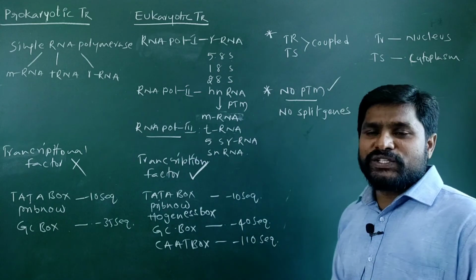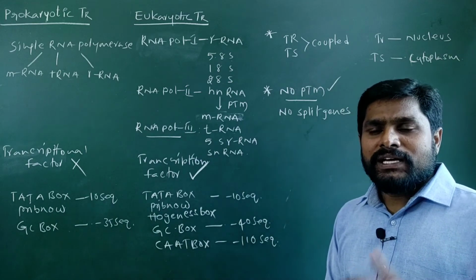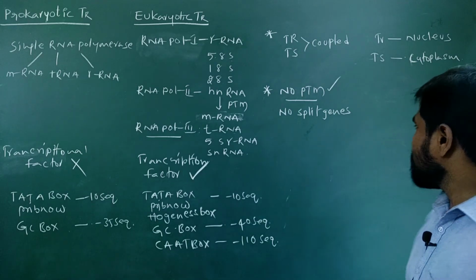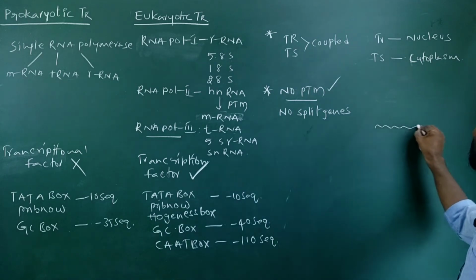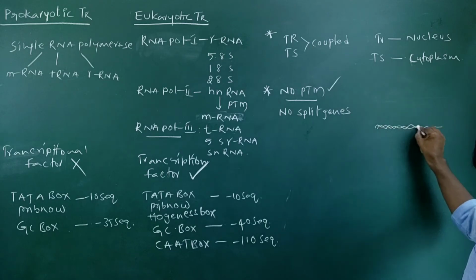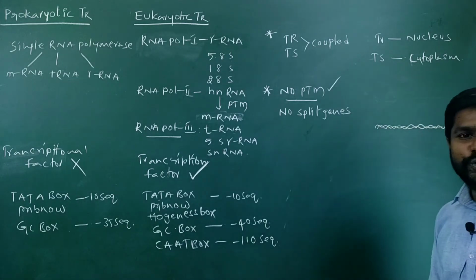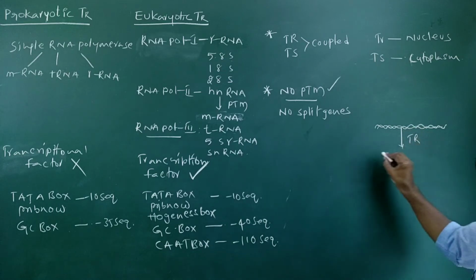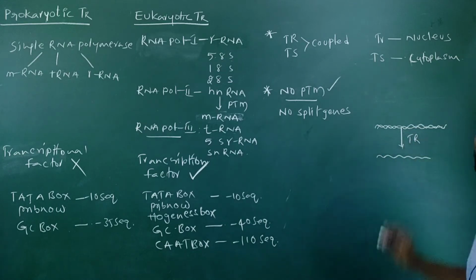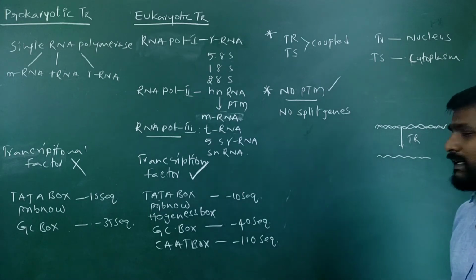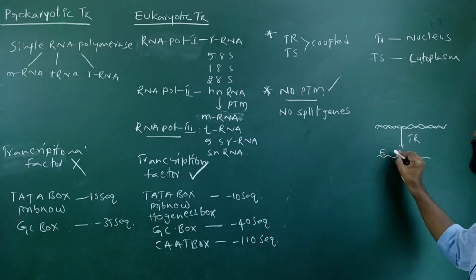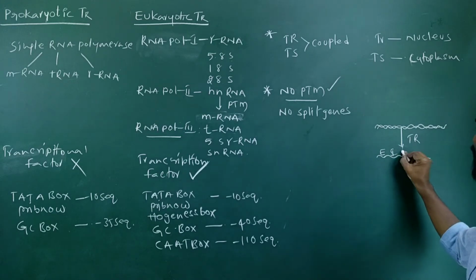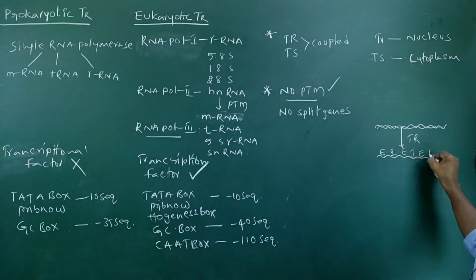What are these split genes? To understand these split genes, here we need to move on to eukaryotic transcription. Suppose, for example, this is the DNA or transcriptional unit of a eukaryote genome, which by undergoing the transcription process synthesizes a primary RNA transcript. That primary RNA transcript consists of coding regions, exons, and non-coding regions, introns, like this.